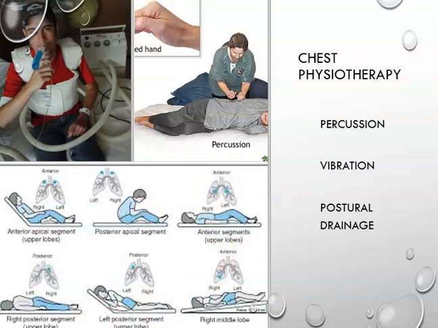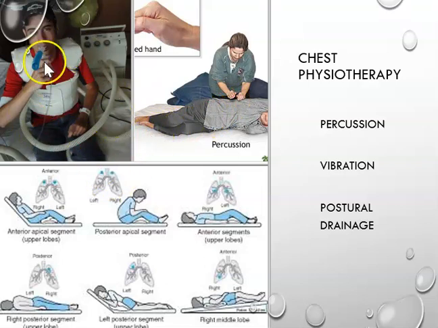This is your chest physiotherapy. This is going to reduce lung consolidation and prevent atelectasis. For percussion, they strike or clap the chest walls with cupped hands. This is done manually. The respiratory therapist will come in and do this.